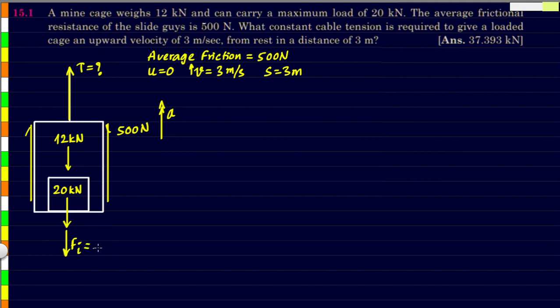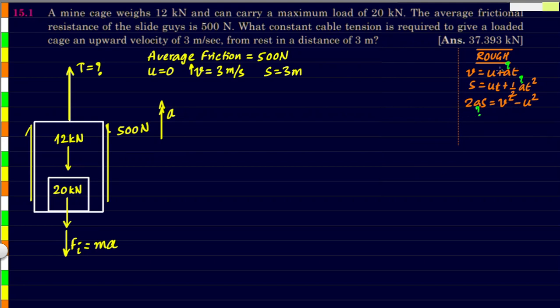Now, since the inertia force is equal to mass into acceleration, we will first need the value of acceleration itself. That we have to find using this set of given data. We have a total of 3 equations of motion at our disposal. That is V equals U plus AT, S equals UT plus half AT square, and 2AS equals V square minus U square. So let us see which equation we can apply. We are interested in finding the acceleration.